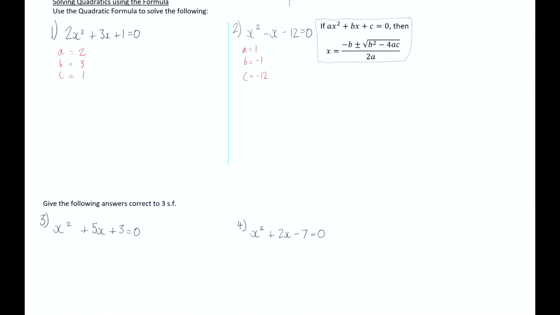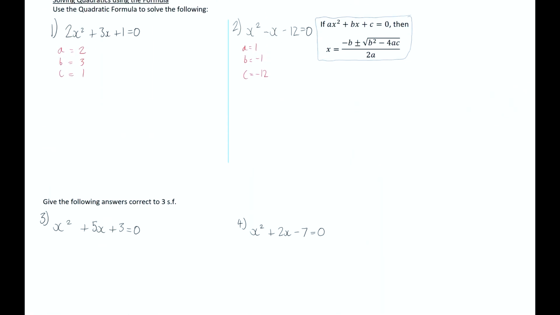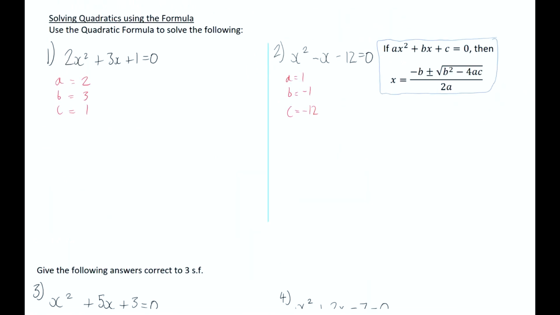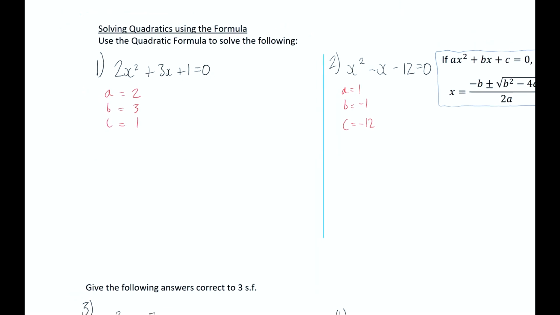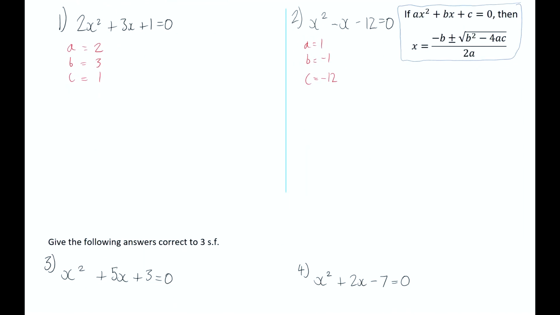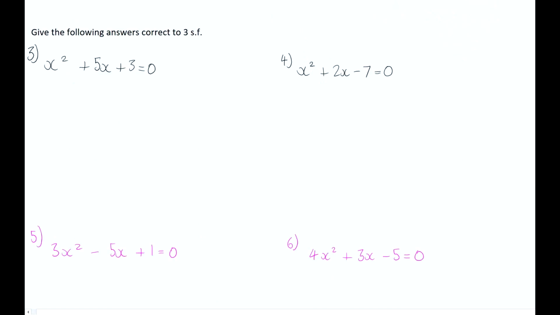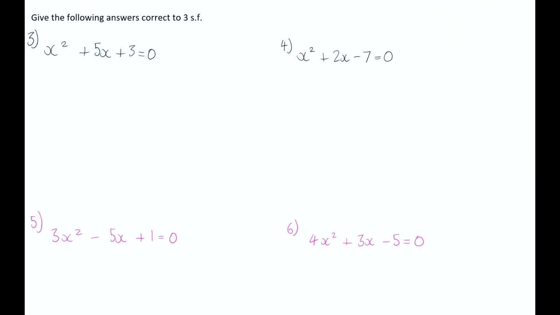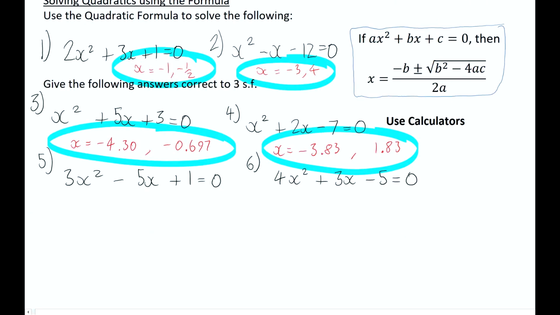Okay, some questions to try. As always, I'll show you answers to the first 4 questions in a second. So questions 1 and 2, feel free to pause, give them a go. And same thing for questions 3 and 4, and then again questions 5 and 6. Okay, answers to the first 4 questions are on the screen now.